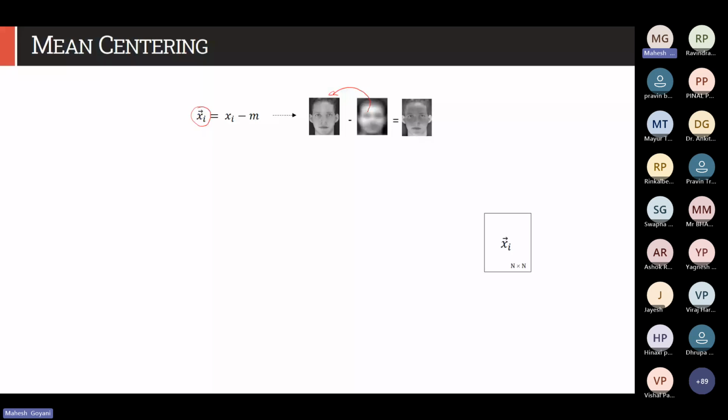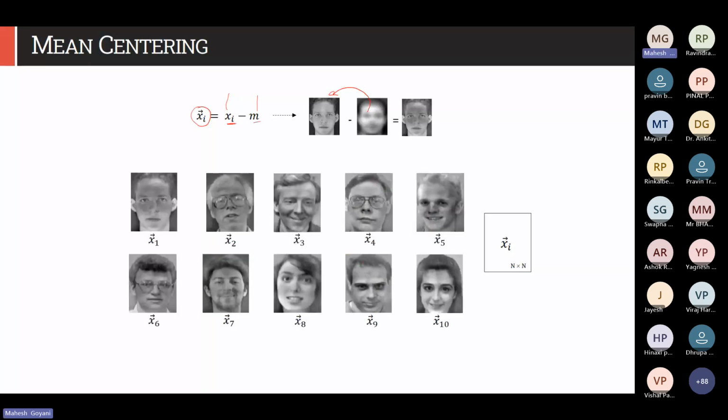Mean centered data, we will represent it as xi bar. So xi bar is computed as xi minus m, where xi is our actual vector or actual data, and m is the mean of that. So it will create some ghost kind of images when you subtract the mean. And again, the dimension of all images will remain n cross n, because this is just a matrix or vector subtraction operation, nothing else. So that is not going to change the dimensions.